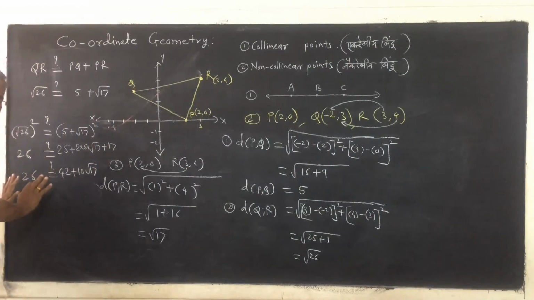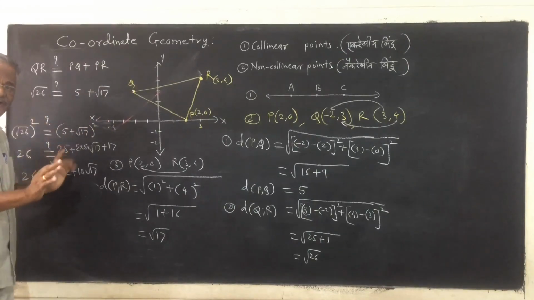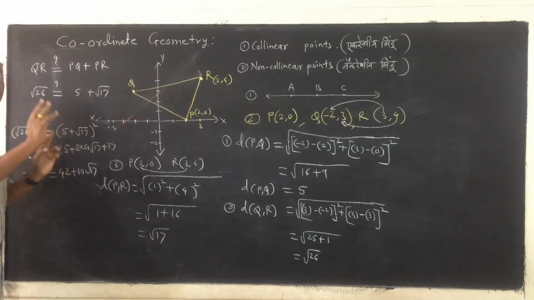So what is proved here? By using the distance formula, we are able to prove that the points are non-collinear.